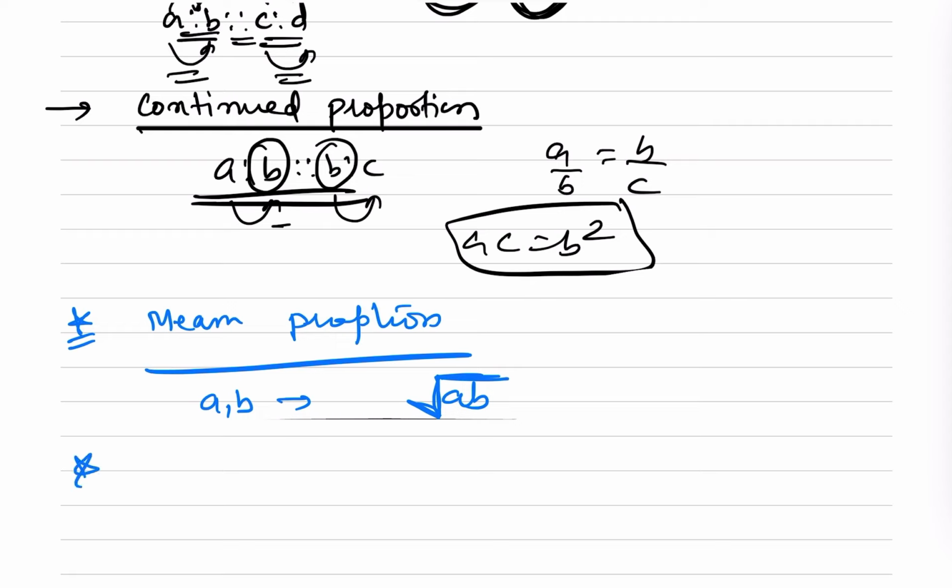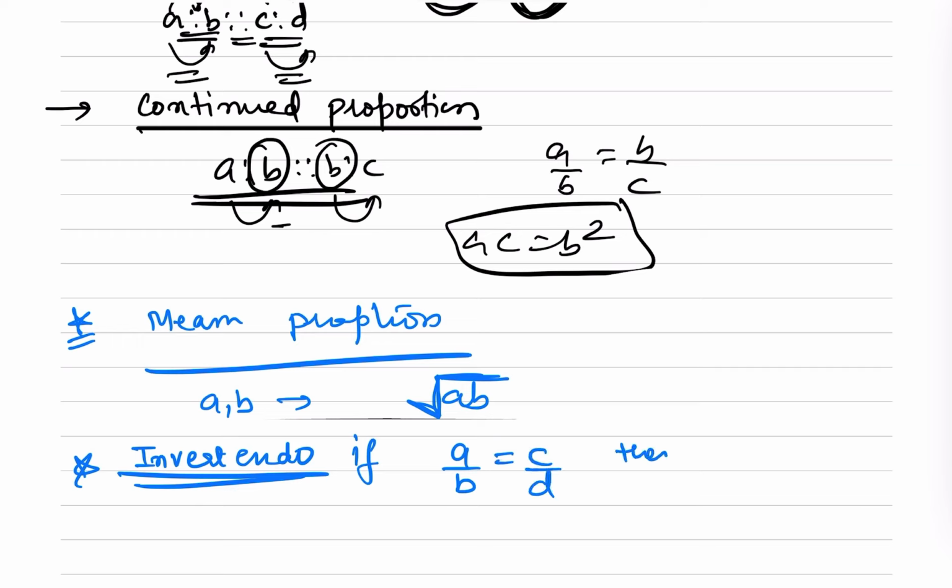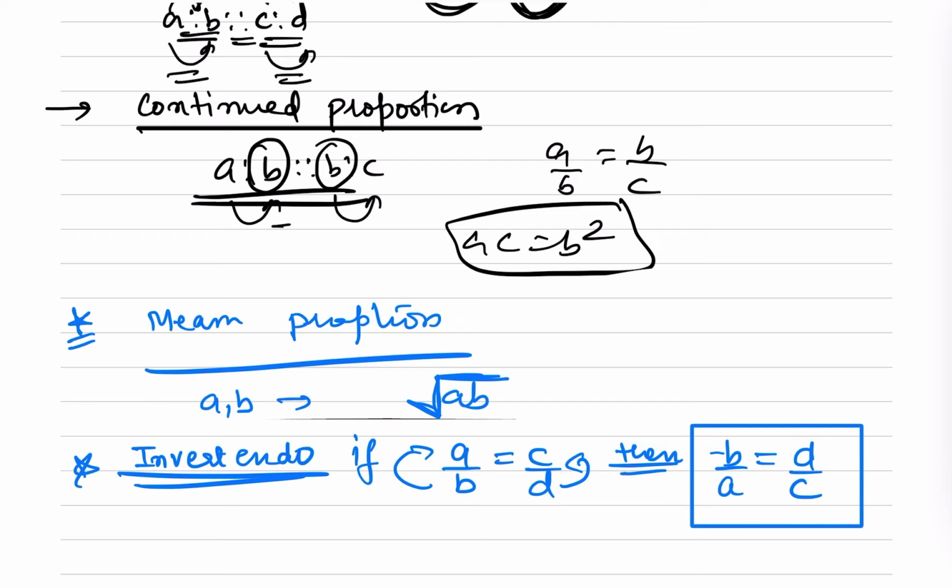Now the next term you will find is invertendo. What does invertendo mean? If a by b is equal to c by d, then invertendo means you invert it, so b by a is also equal to d by c. You just invert this and you get it. This is called invertendo. I am just telling you the names so that you can see.